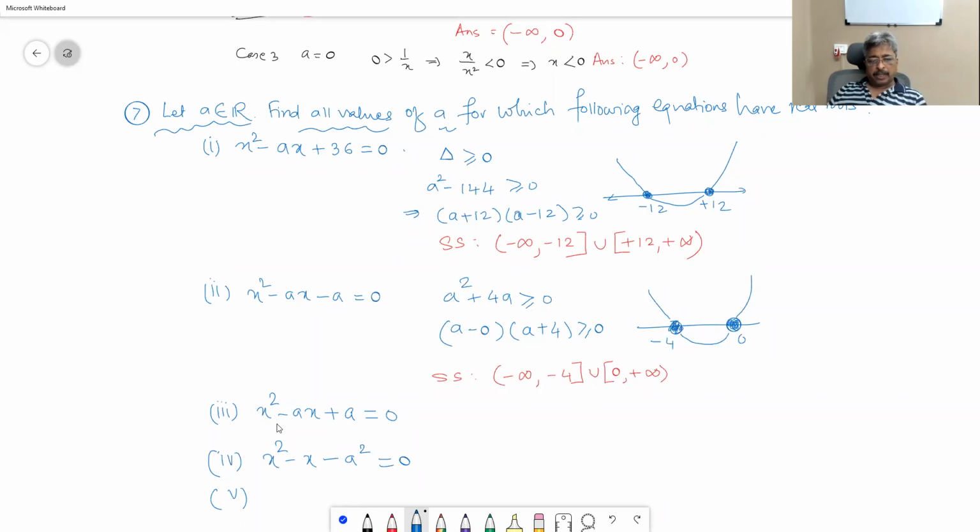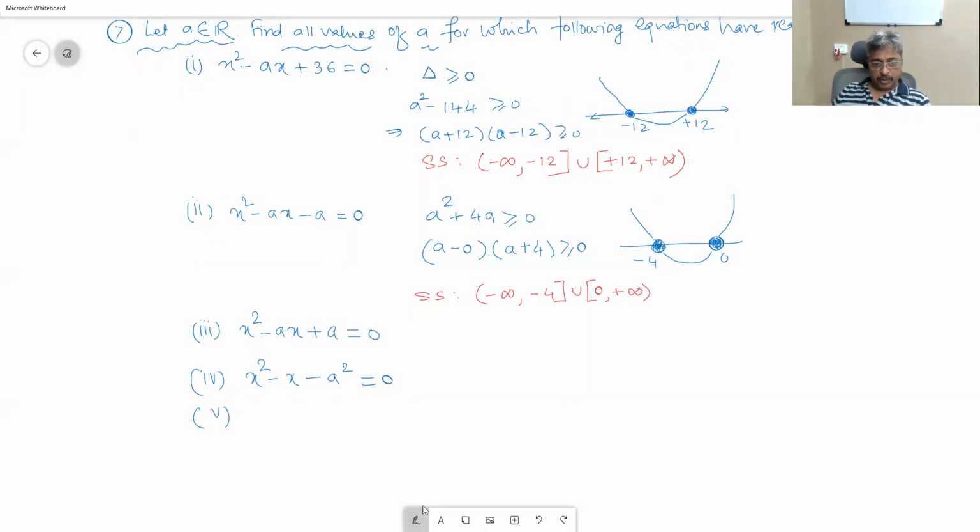Third problem, x square minus ax plus a is equal to 0. Fourth problem, x square minus x minus a square is equal to 0. Fifth problem, x square minus x plus a square is equal to 0. I will solve all the 3 problems. You solve and keep your answers ready.